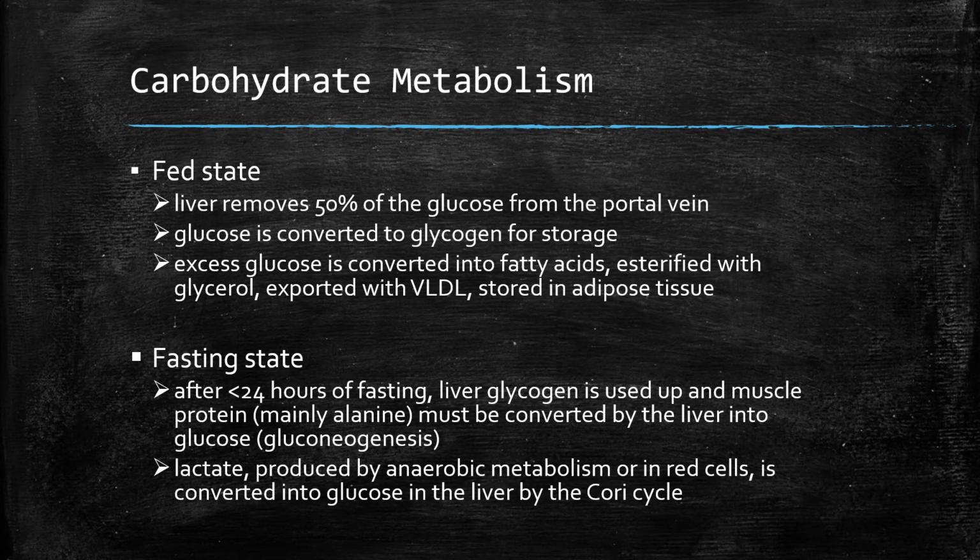If you haven't eaten within 24 hours, then your liver glycogen gets all used up. Since your brain still needs glucose to operate, then the liver now has a responsibility to make new glucose. This is primarily going to come from amino acids catabolized from muscle. Lactate, which is a byproduct of anaerobic metabolism, can also be used to make glucose, as can the glycerol backbone of triglycerides.